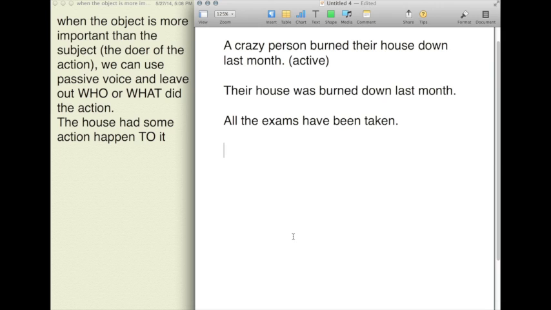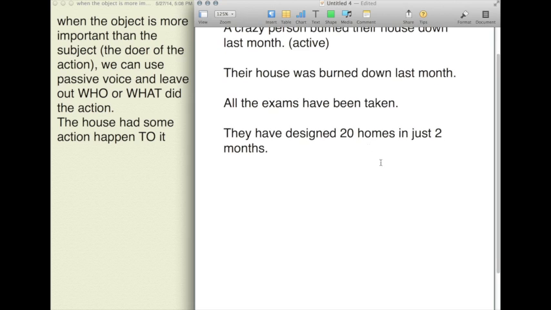Okay? They have designed 20 homes in just 2 months. Okay, so here we have a subject, "have designed." Well, this could be a past participle. 20 homes in just 2 months. Well, they are designing something, though. They are designing something. And so this is going to be an active sentence.